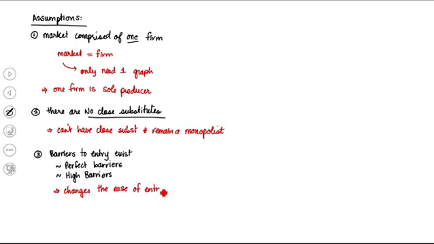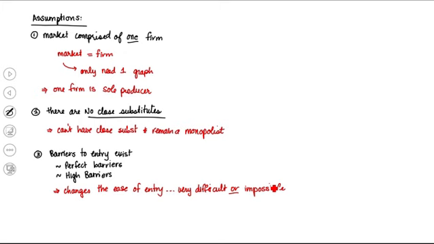In this case, if we have perfect barriers or high barriers, it's going to be very difficult. Or it could even be impossible. So barriers to entry exist.